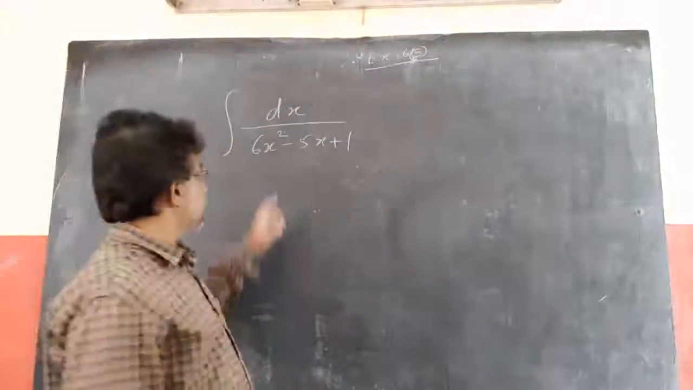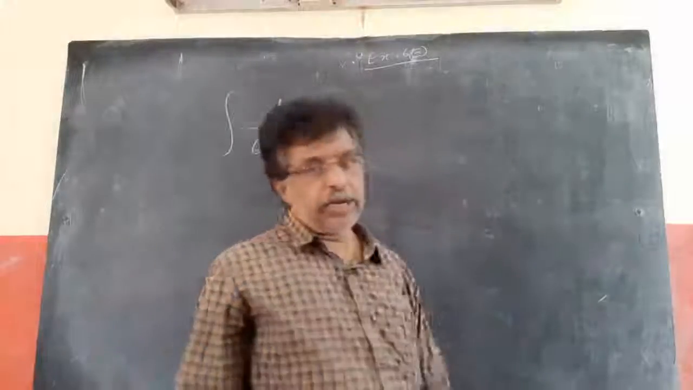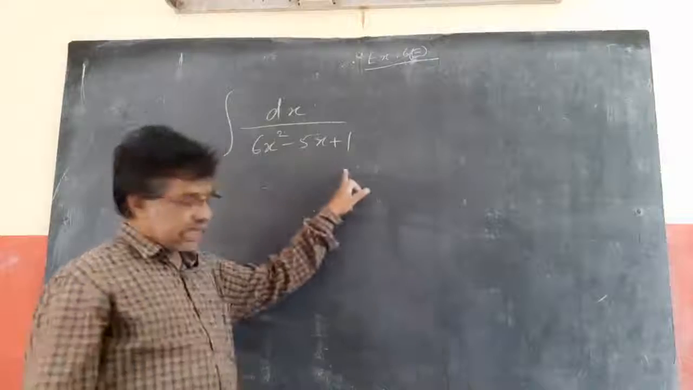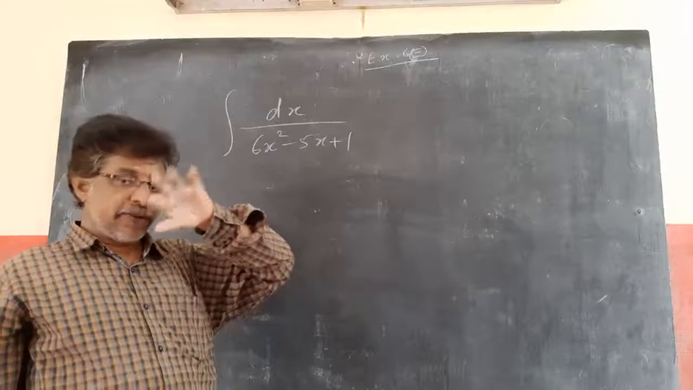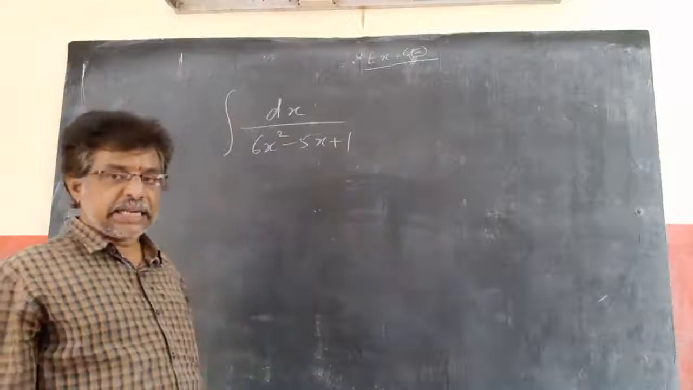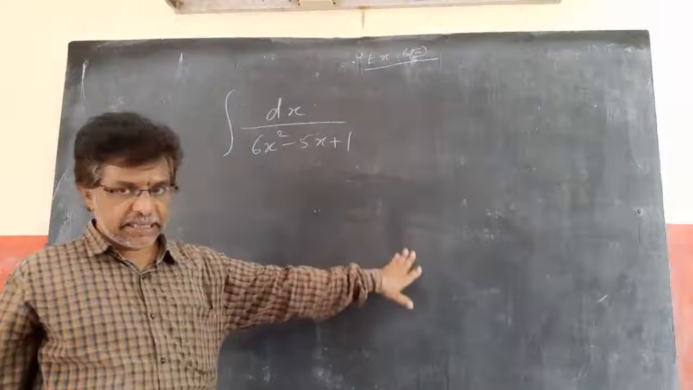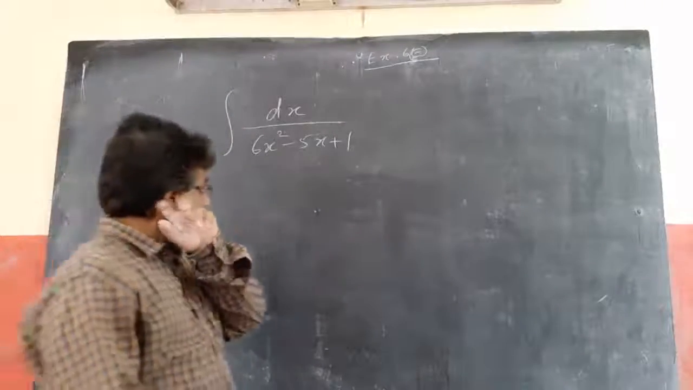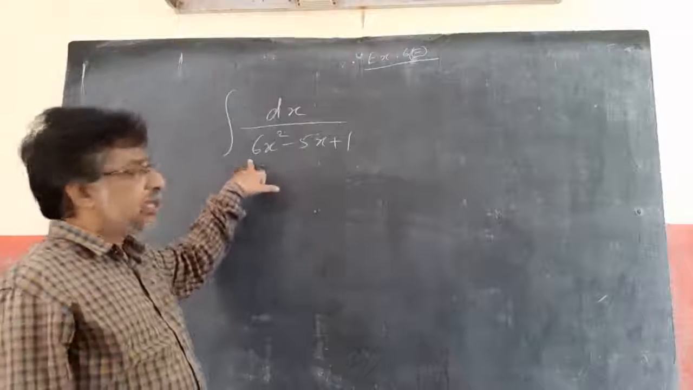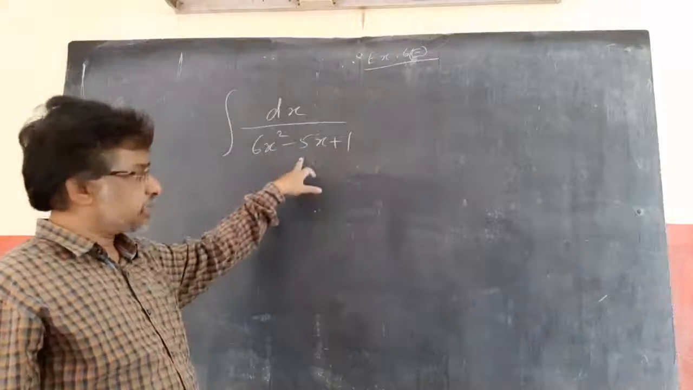Coming to this, integral of dx by 6x square minus 5x plus 1. If you can factorize this, then go for partial fractions. If you cannot factorize, then there is another method called completing squares. First of all, you check whether it can be factorized or not. I think it is factorizable. 3 times 2 is 6, and 3 plus 2 is 5, so minus 3 minus 2 is minus 5.